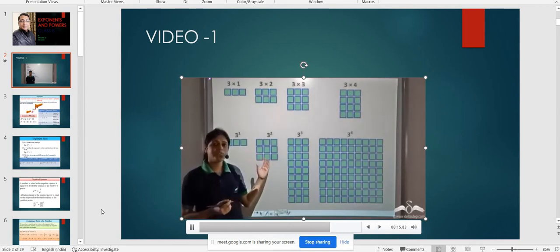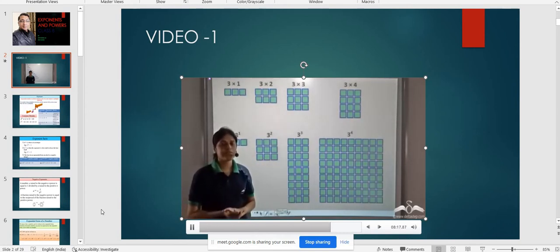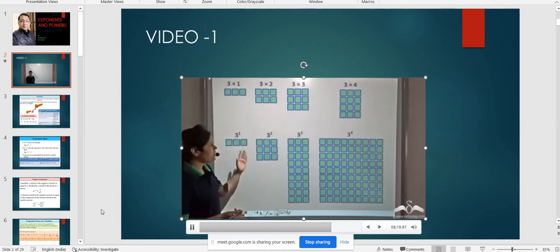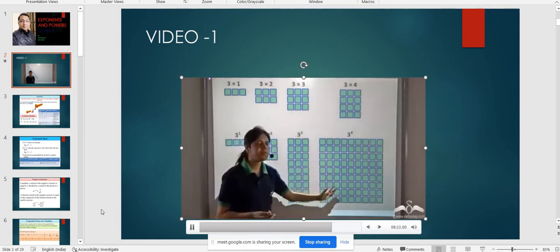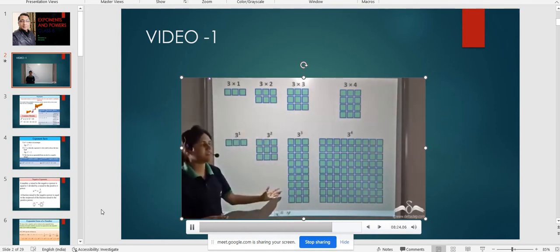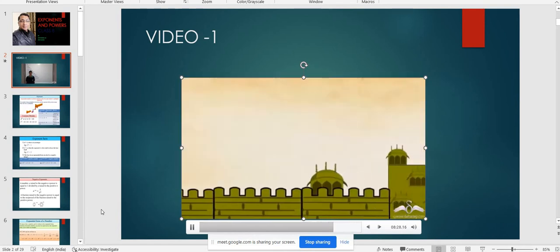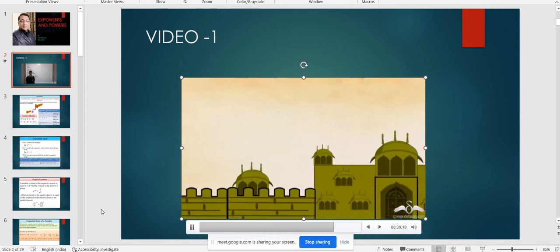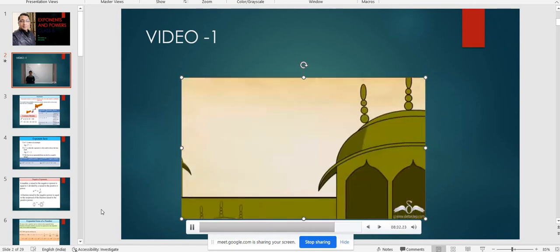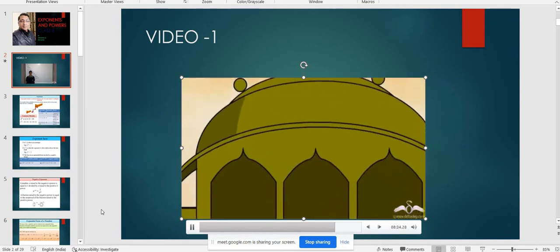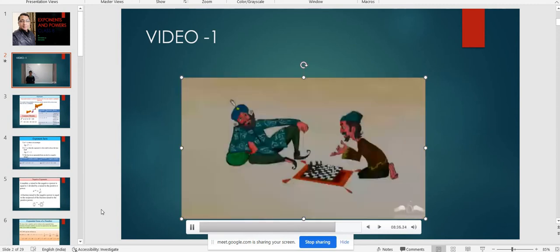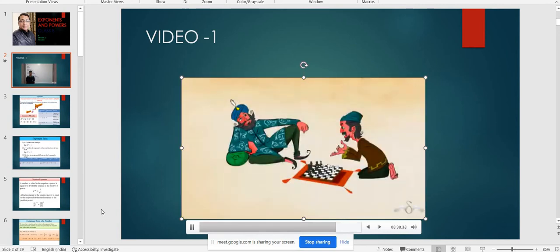So do not confuse exponential numbers with multiplication. With exponents, the numbers increase much faster, as you can see here. And now, let me tell you an interesting story. There's a famous legend about the origin of chess.